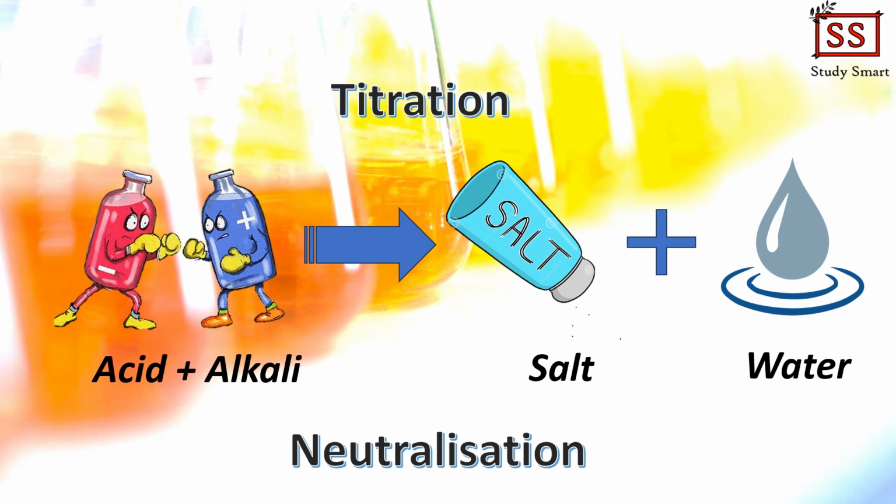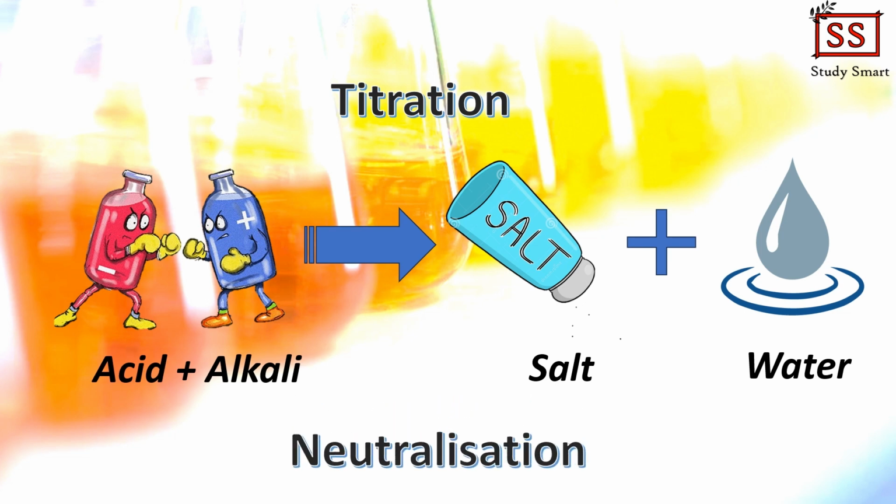Can you tell me how the product of this reaction will be? It will be acidic or alkaline or neither of them? Well, it will not be either acidic or alkaline, but the pH will be close to 7, which is neutral. That's why we call this reaction neutralization.